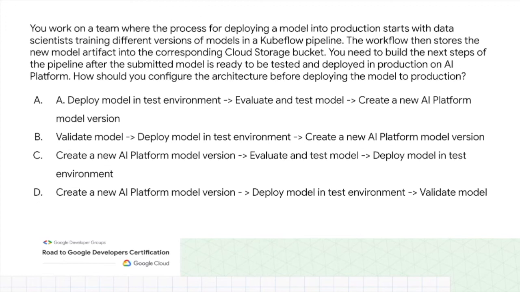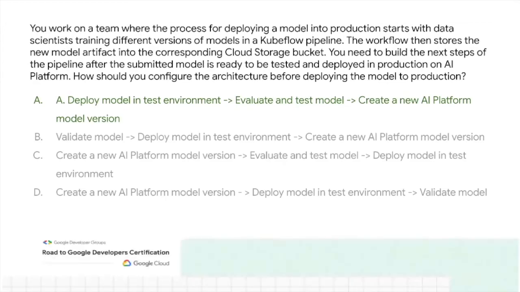So A, we deploy the model in test environment. Then we evaluate and test the model. Then we create a new AI Platform model version. B, we validate the model first. We deploy the model in test environment. Then we create a new AI Platform model version. C, we create the new AI Platform model version. We evaluate and test the model. Then we deploy it. D, we create the new AI Platform model version. We deploy the model in test environment. Then we validate the model.